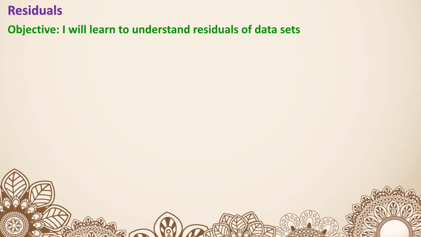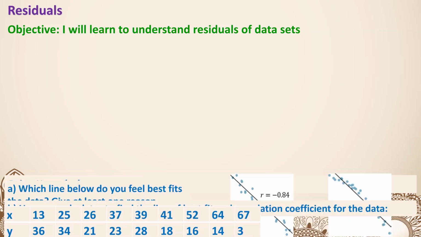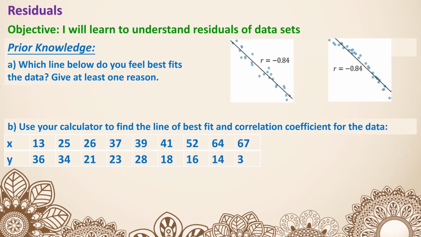In the past two lessons, we have learned about line of best fit, and we have also learned about correlation coefficient. However, the line of best fit sometimes does not even hit any point in the data set. Then what are we going to do with the line and the data? That's kind of what we're going to learn today. But first, prior knowledge. Please pause here and try to finish question A and B.